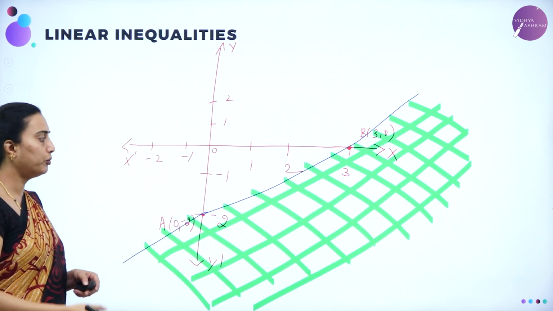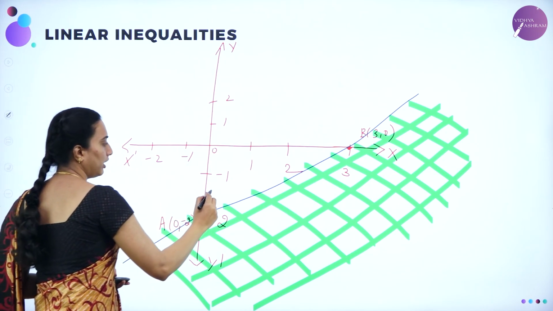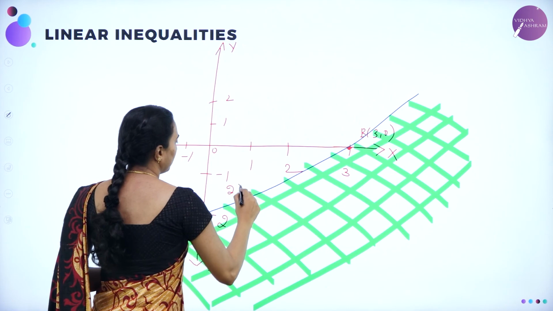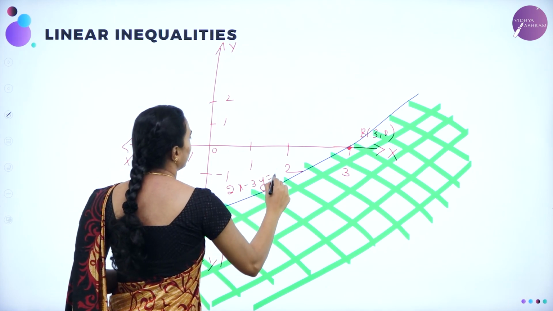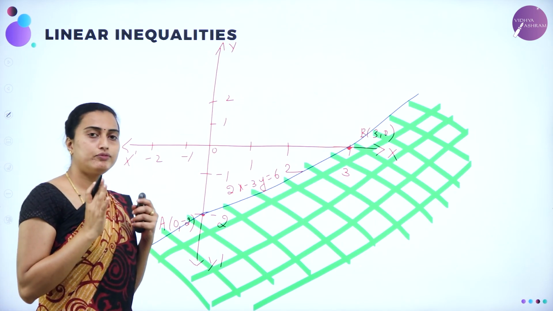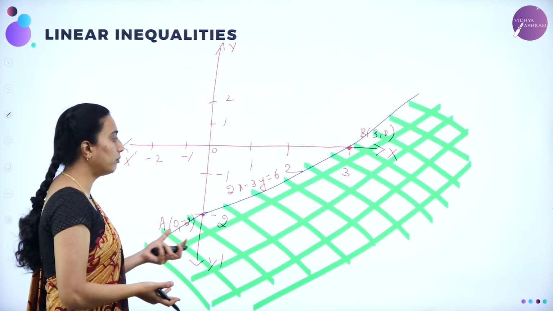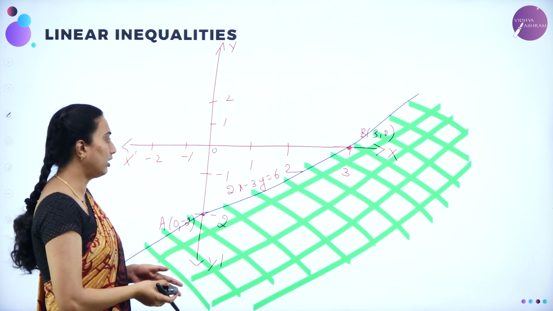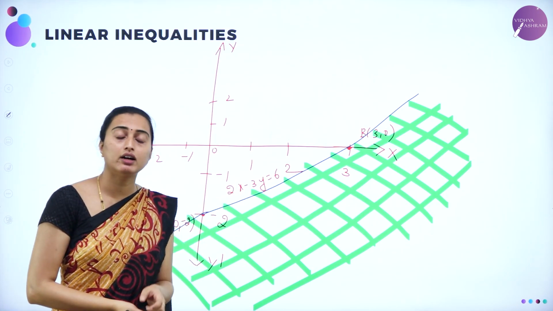I hope you got this one, but don't forget to write the line. What is the line? 2x minus 3y is equal to 6. That is the line they have given. So it is better to write the line and better to complete the graph like this. So don't forget to write the lines, which is why I am writing it at last.